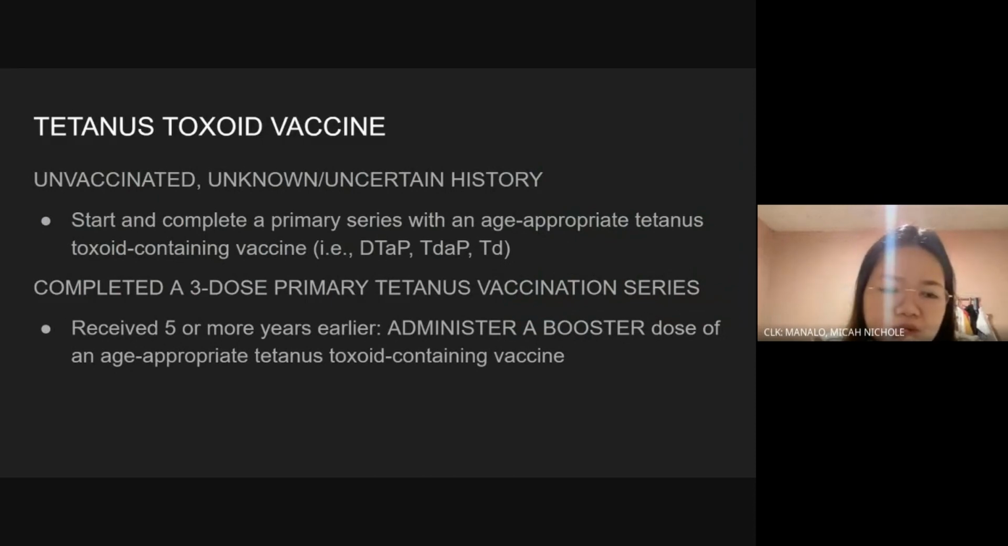We also administer tetanus toxoid vaccine. For the unvaccinated, unknown, or uncertain history, we start and complete a primary series with an age-appropriate tetanus toxoid containing vaccine. For those who completed a 3-dose primary tetanus vaccination series, if they last received it 5 or more years earlier, administer a booster dose of an age-appropriate tetanus toxoid containing vaccine. Next.